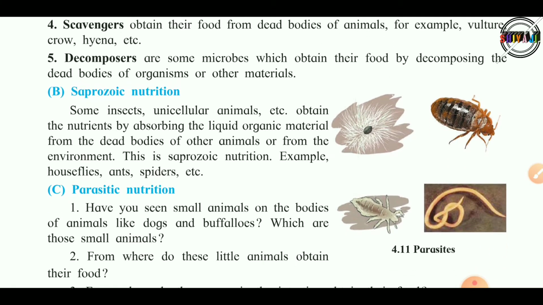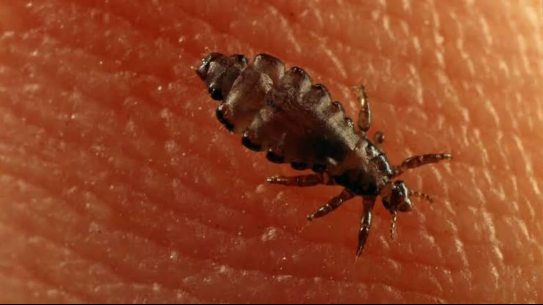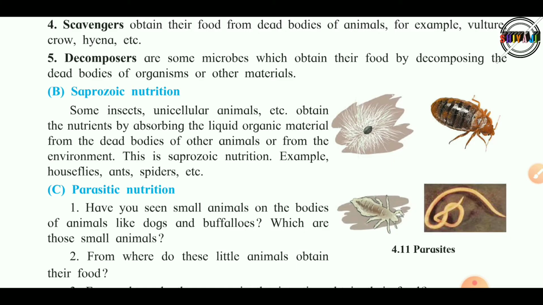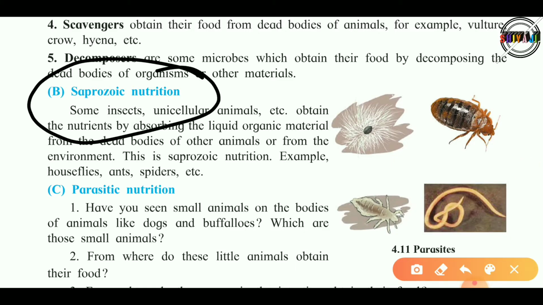Now the next type is saprophytic nutrition. Some insects, unicellular animals, etc., obtain nutrition by absorbing liquid organic material from the dead bodies of other animals or from the environment. This is saprophytic nutrition. Examples: housefly, ants, and spiders absorb liquid material. It's a simple example of that saprophytic nutrition.